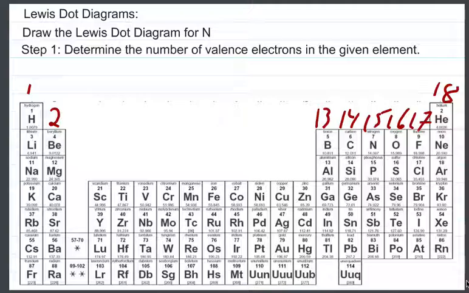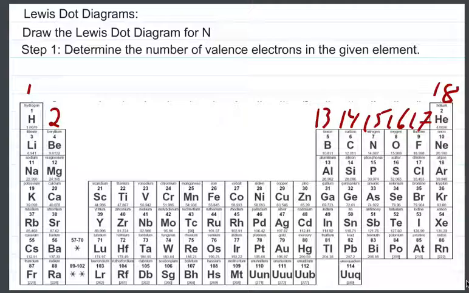So we've got the question here, and it says draw the Lewis dot diagram for N. N is nitrogen. Step 1 is to determine the number of valence electrons in the given element. Now there's a couple of different ways you can do this. We are going to use the shortcut.